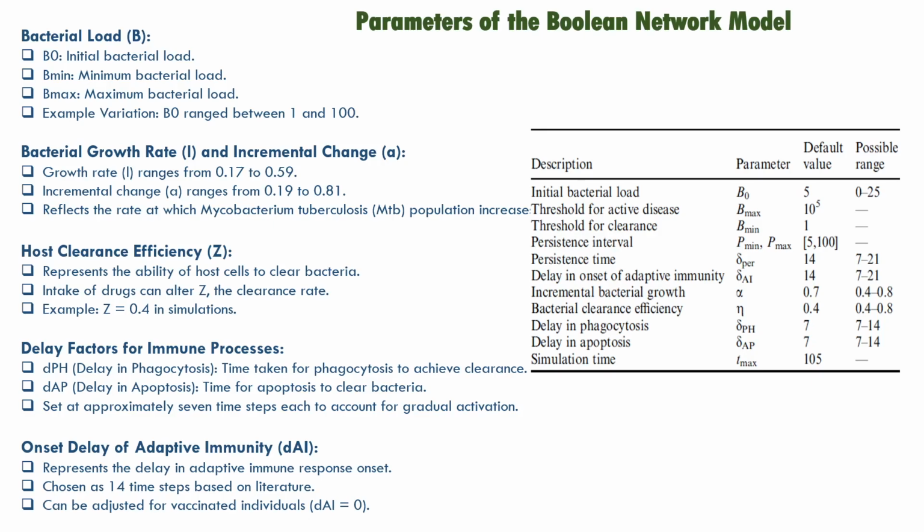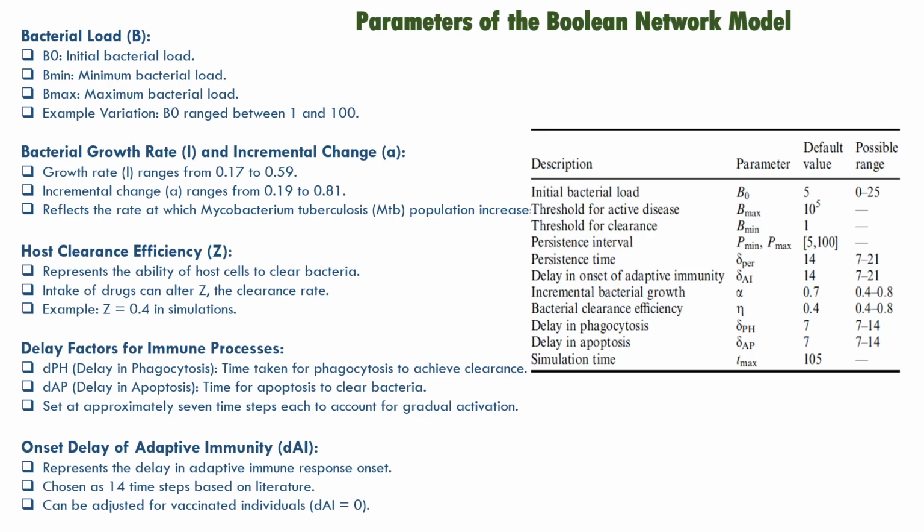So they have assumed approximately 7 steps each to account for gradual activation, so that they have incorporated inside the model. The other parameter they have used is the onset delay of adaptive immunity. It represents the delay in adaptive immune response onset, and it is chosen as 14 time steps based on literature. This can be adjusted for vaccinated individuals, in which case DAI will be 0, because they already have the onset of adaptive immunity since they are already vaccinated.